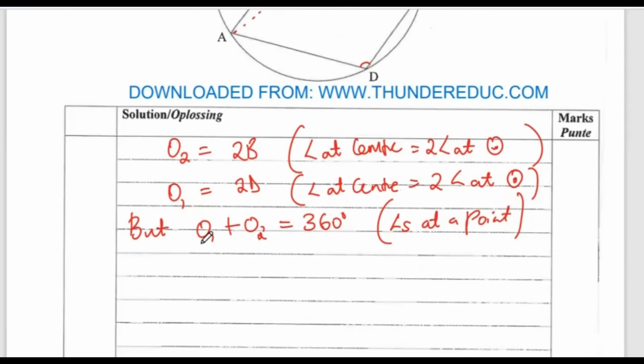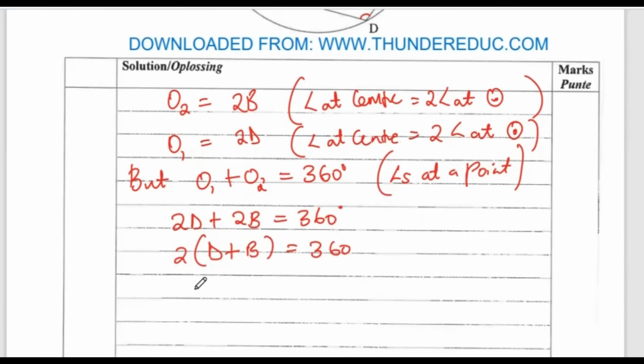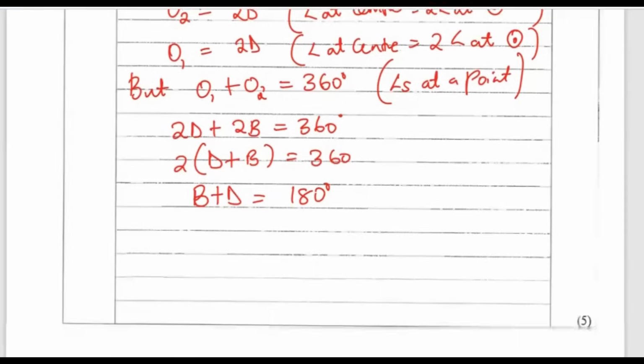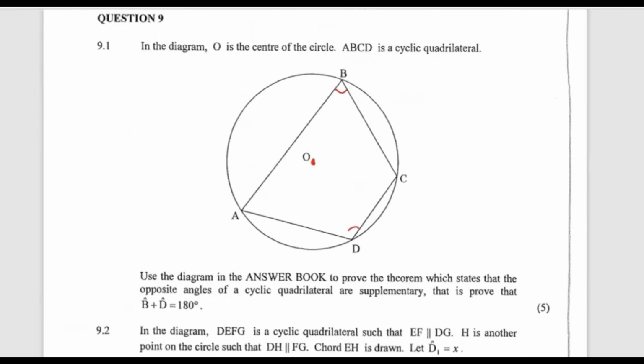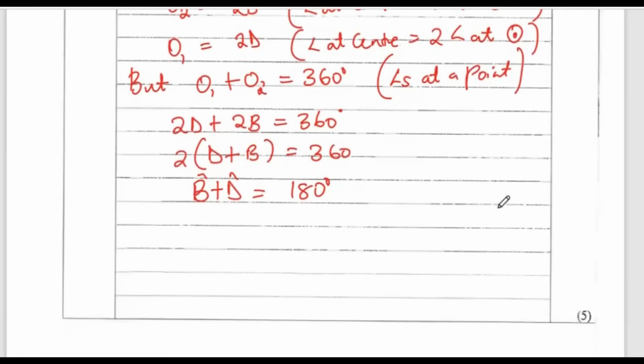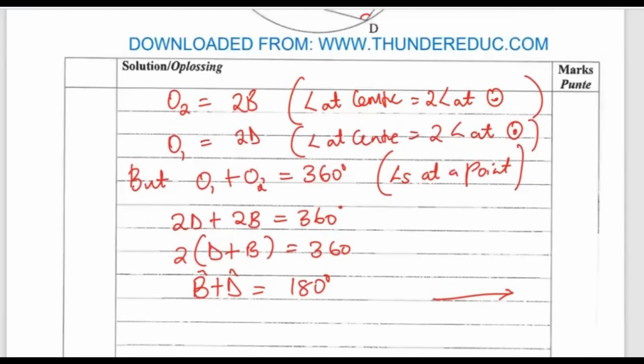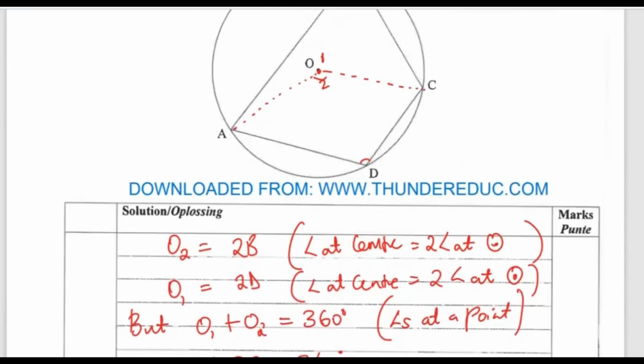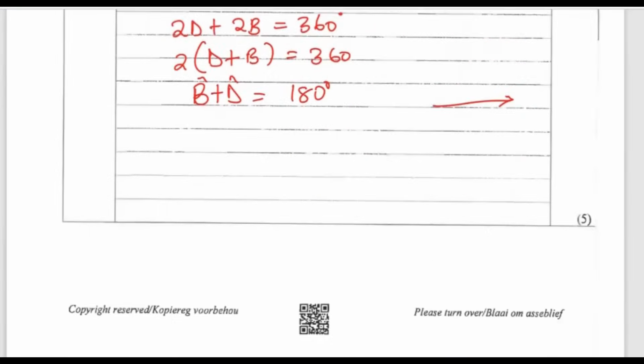Then when I substitute my O1 and O2, that's going to be 2D plus 2B being equal to 360 degrees. Factor out the 2, I'll have D plus B being equal to 360, and then I'll divide both sides by 2, so that I have B plus D being equal to 180 degrees. So I think the proof is done. So angle B plus angle D must be equal to 180 degrees. That is how you go about that. There are other ways, but I find that the easiest approach.